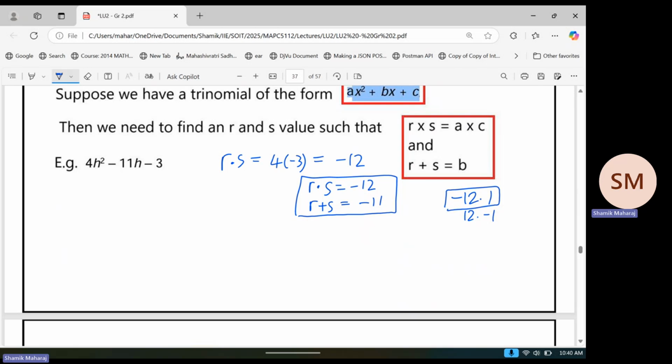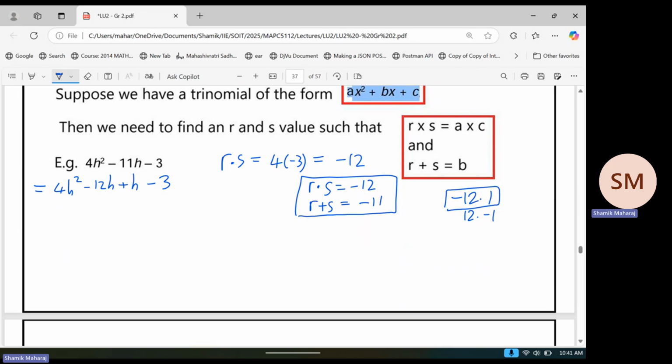So now, guys, I need you to be with me for this. This is new stuff. What we do now is we rewrite the middle term. The middle term is minus 11h. We rewrite the middle term using our factors that we just found. So we rewrite this here as 4h squared minus 12h plus h minus 3. Right, so it's rewritten using the R and S values, minus 12 and 1.